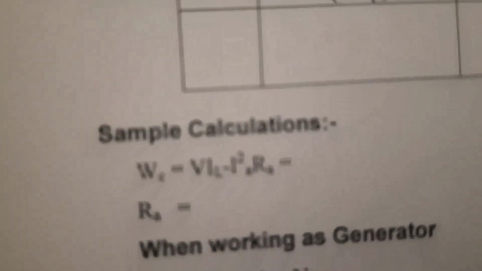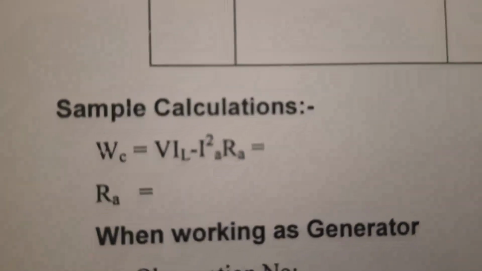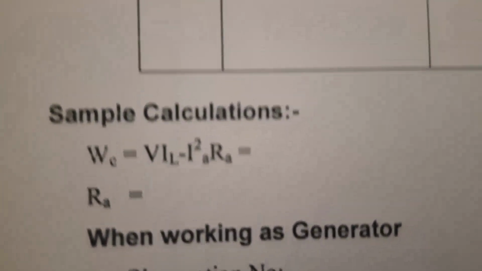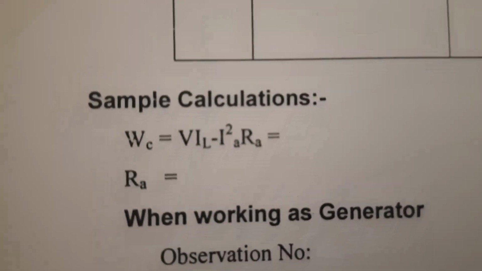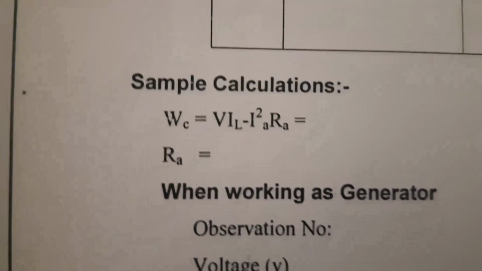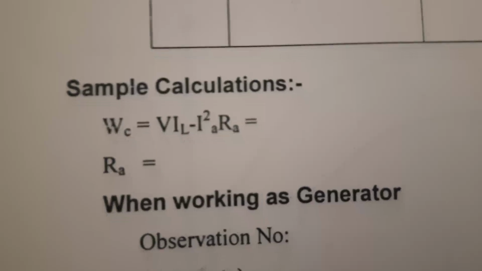The constant losses are obtained by subtracting the copper losses from the entire input. For calculating the constant losses, we need to know the value of RA. So that armature resistance measurement can be done by using the voltmeter and ammeter method. Okay, that we will see in another video.